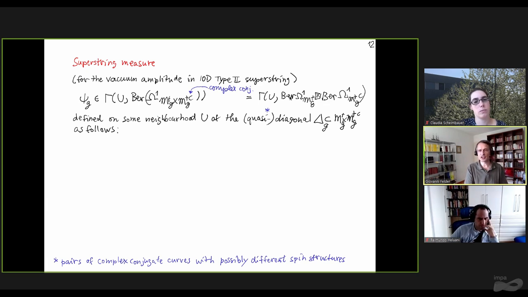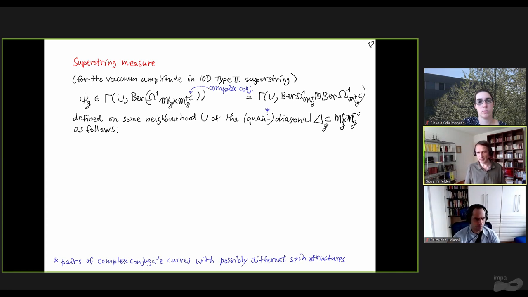So it will be a section of the exterior product of the Berezinians of these one forms on a neighborhood of the quasi-diagonal. So what is a quasi-diagonal? In the physics language, this is what is meant when you say that you sum over spin structures.